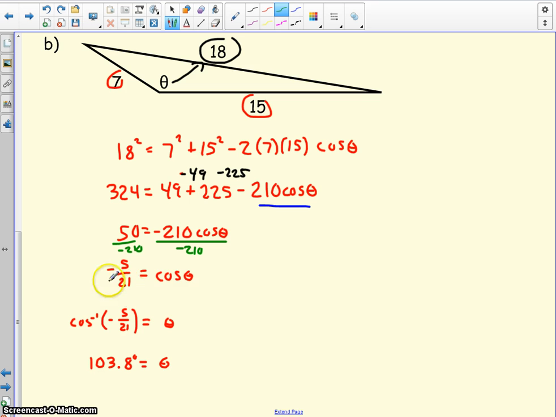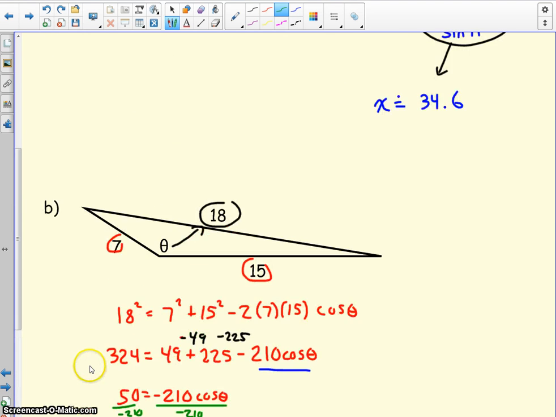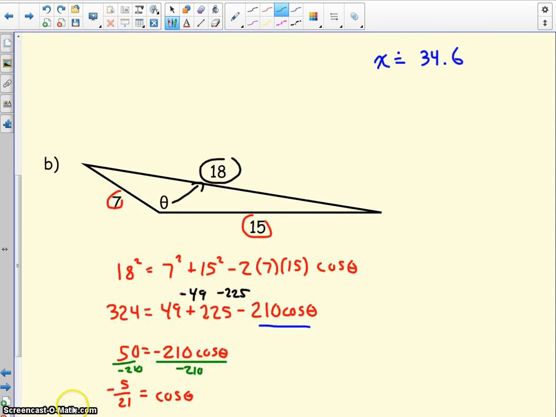Which reduces to negative 5 over 21. That gives me cos theta. And then remember, if I'm trying to solve for theta, I take the cosine inverse of each side of the equation to get 103.8 degrees. Okay, so a couple of examples there of the kind of things that you would have done back in grade 10.